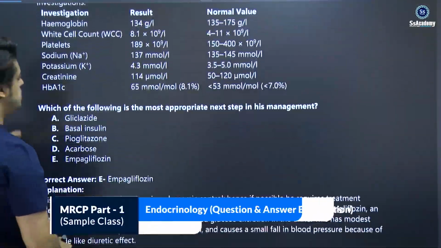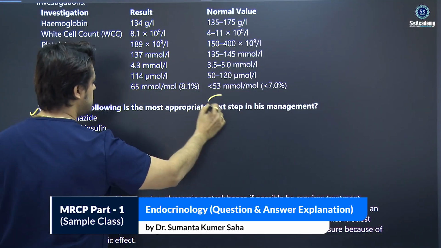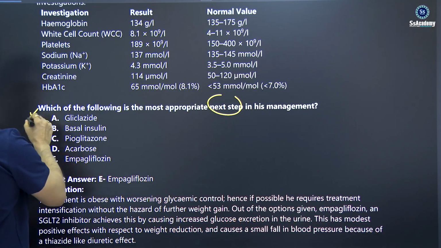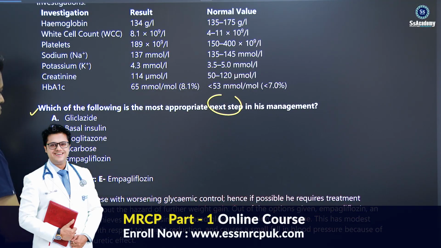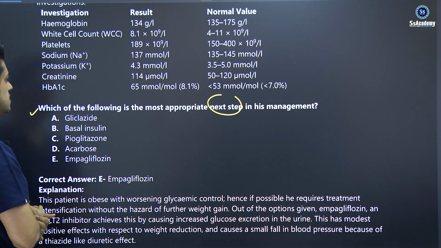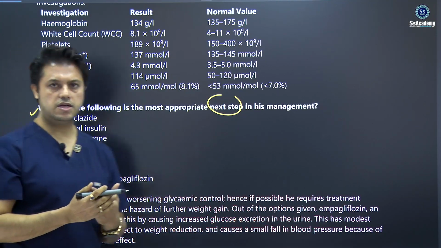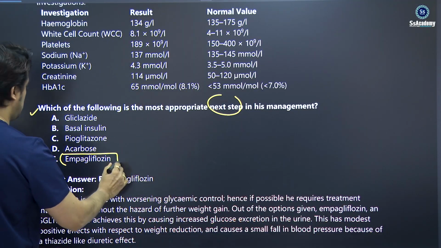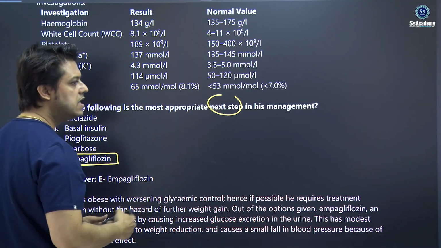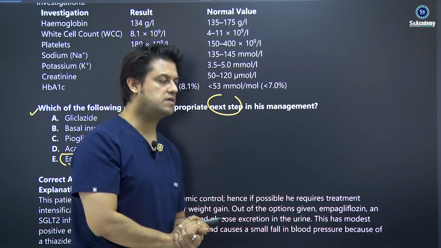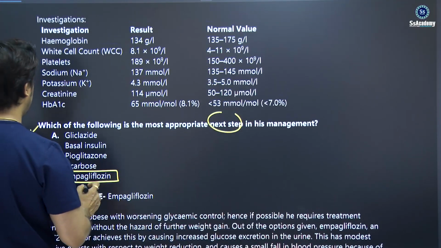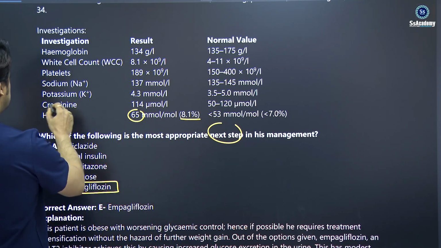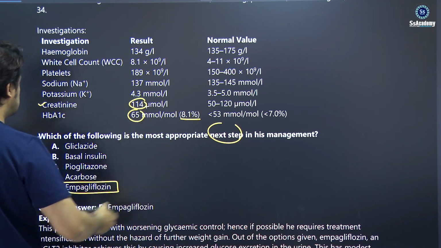So which of the following is the most appropriate next step in his management? It's a very good question. The options written here are gliclazide, basal insulin, pioglitazone, acarbose, and empagliflozin. So yes, my dear doctors, you need to know that empagliflozin, an SGLT type 2 inhibitor, can be used in an obese patient, and we get lots of benefits. If you get back here, you see the diabetes is uncontrolled at 8.1%, creatinine is good, so you can start the empagliflozin.